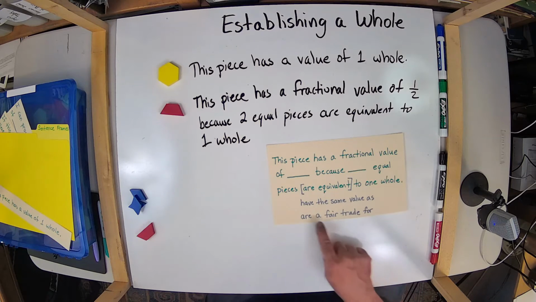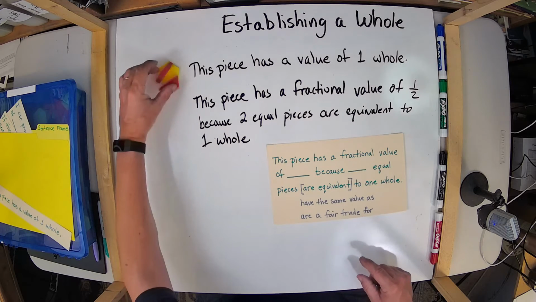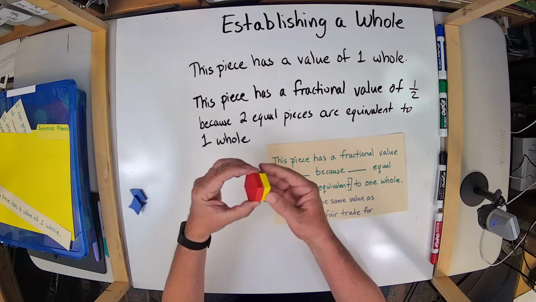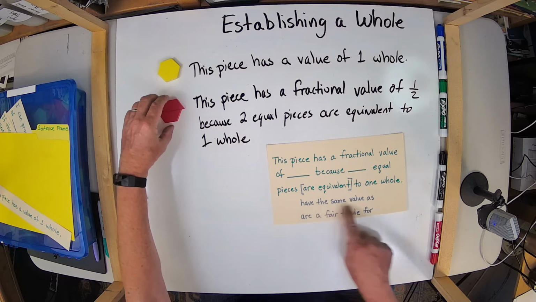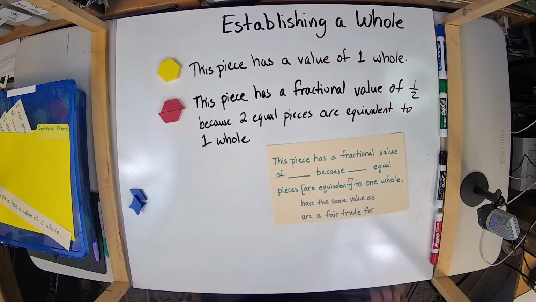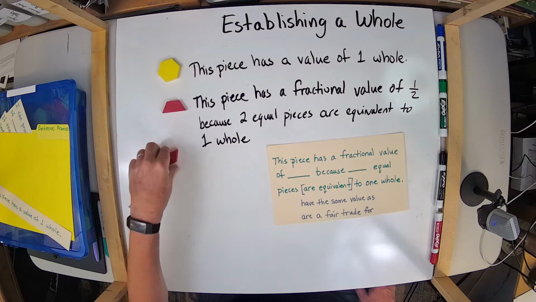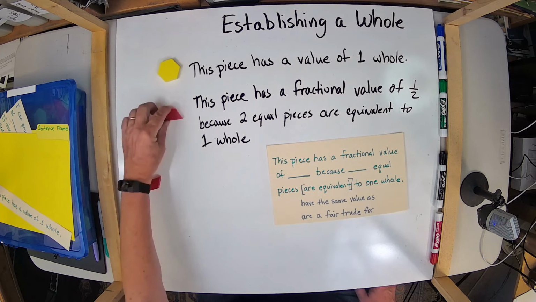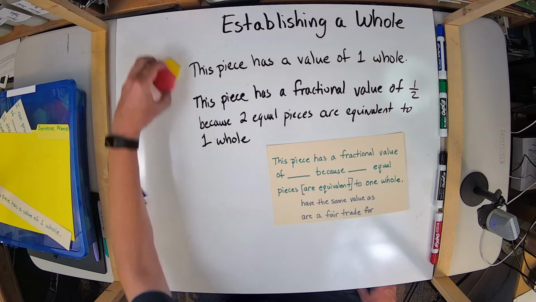You may also start students by saying, are a fair trade for. So for example, I'd say these two equal sized pieces are a fair trade for this. That means they have the same value. That's why I say have the same value as. So at the beginning, I would encourage you to say to students, oh, this piece has a fractional value of 1/2 because two equal pieces are a fair trade for the whole. Or this piece has a fractional value of 1/2 because two equal pieces have the same value as one whole.